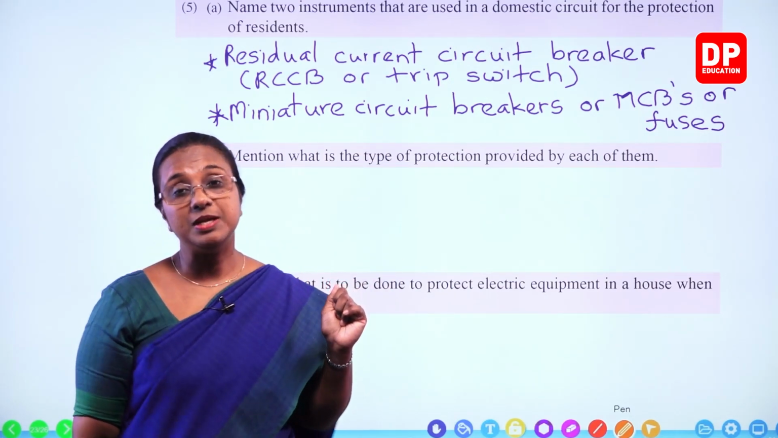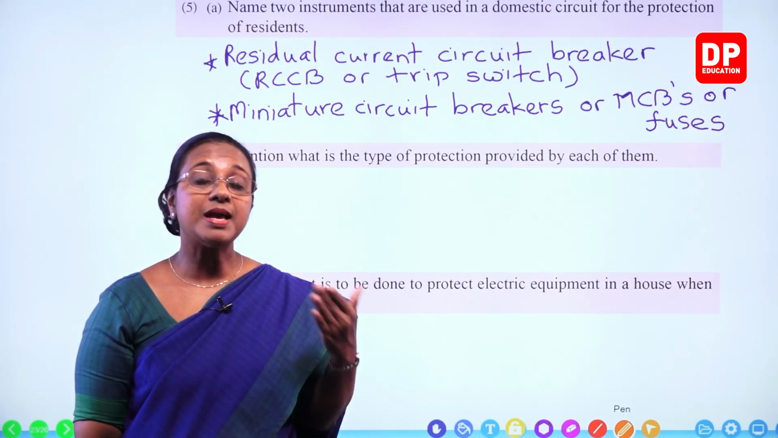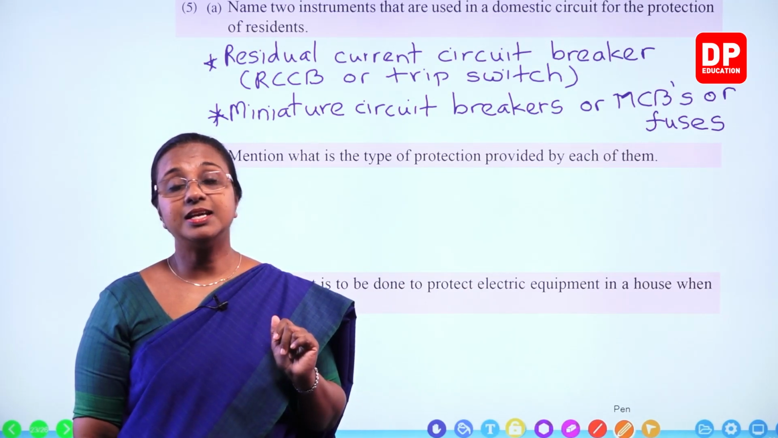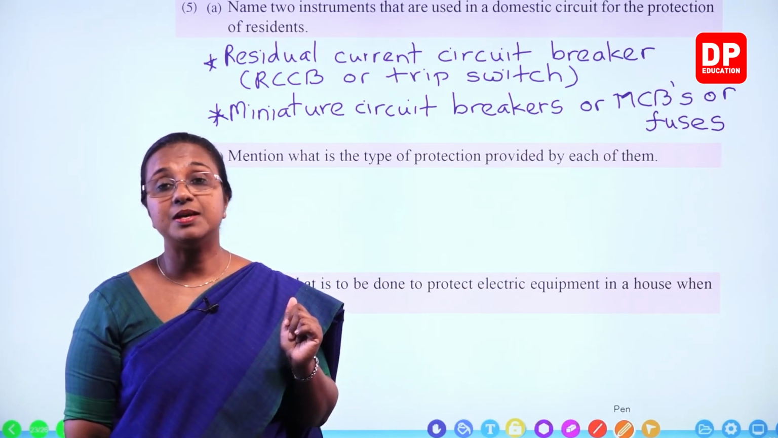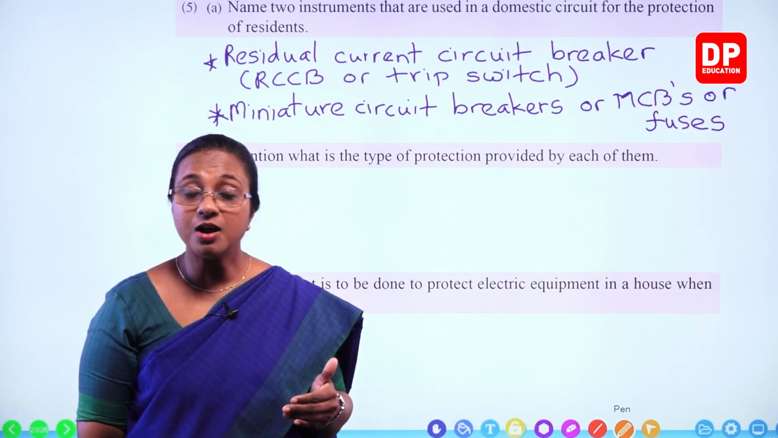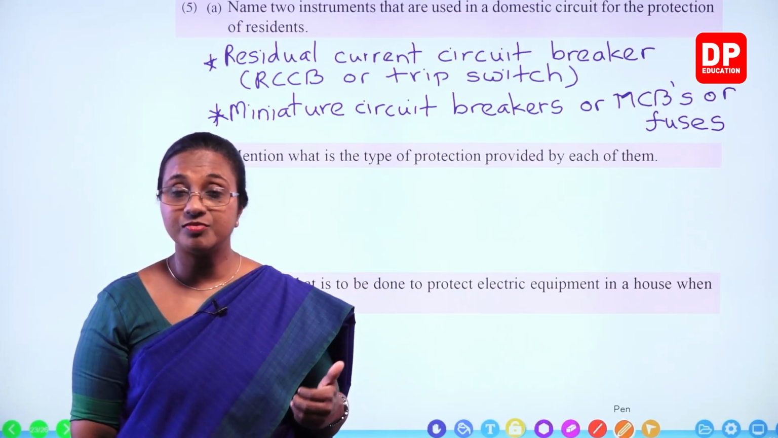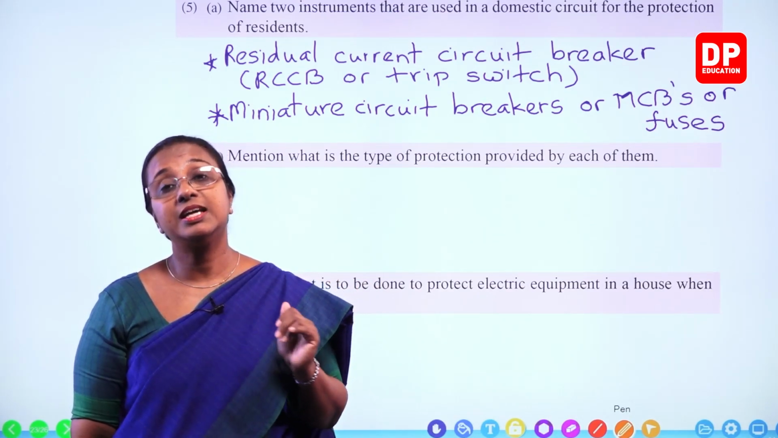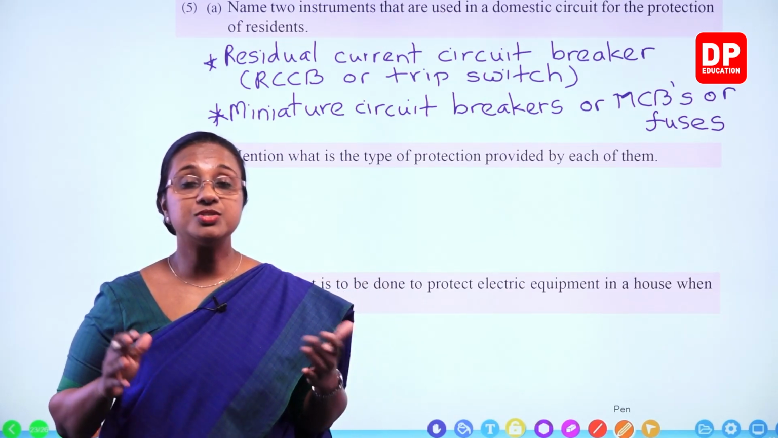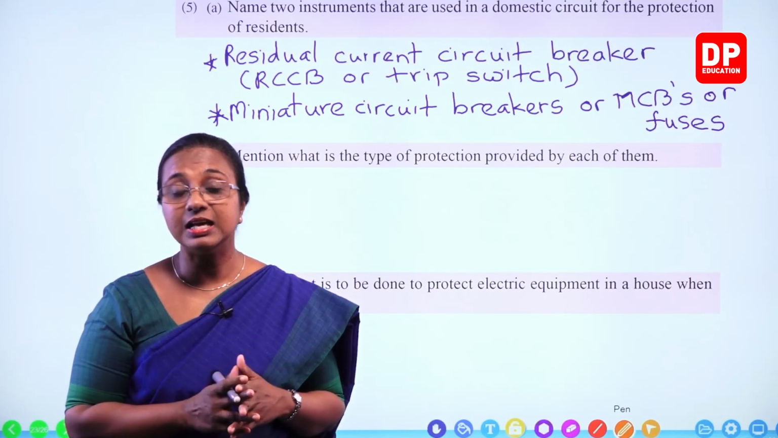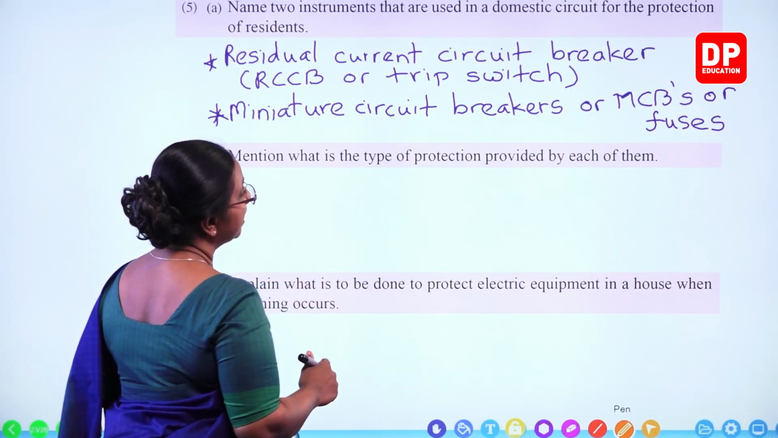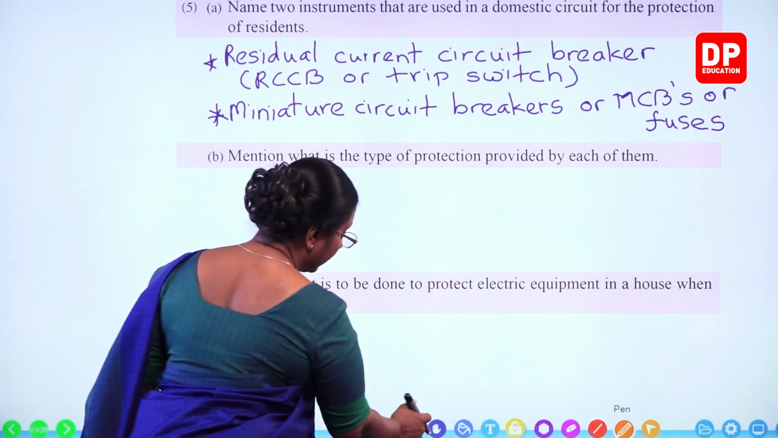What does the MCB do? MCB, maximum current either 6 amperes for light circuits and 13 amperes for lamp circuits. There also, it protects the residents from fire accidents caused due to heated cables. Electric shorts or fire caused by heated cables. So, that is what you need to write here. Mention what is the type of protection provided by each of them.